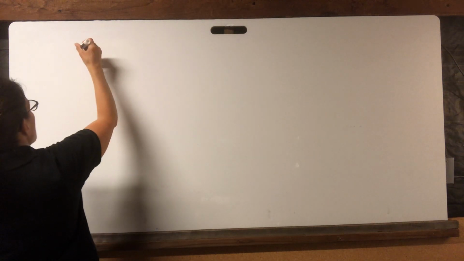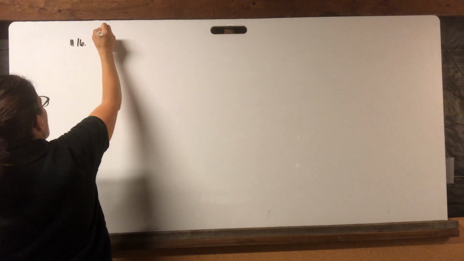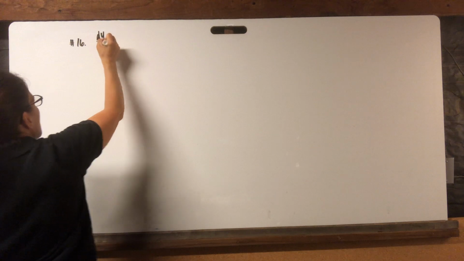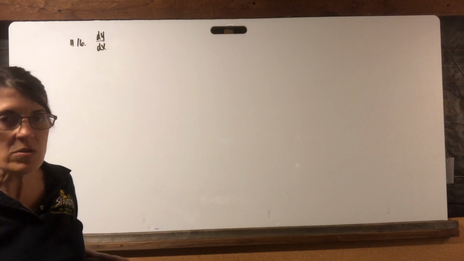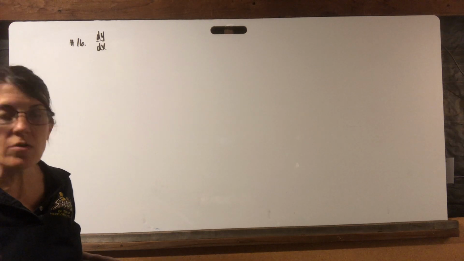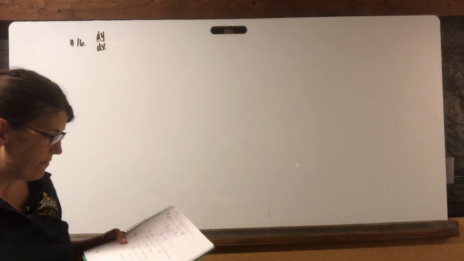Number 16 wants to know, where is the slope defined? Slope. Everything about the slope is about the derivative. When you see slope in calculus, you should be thinking, okay, derivative. Which derivative do they want? Always start with the derivative.